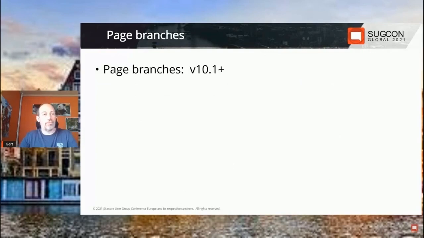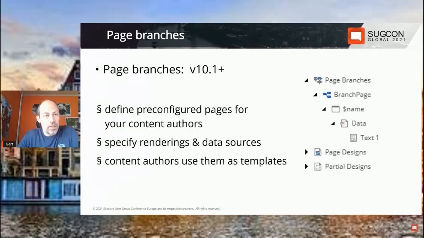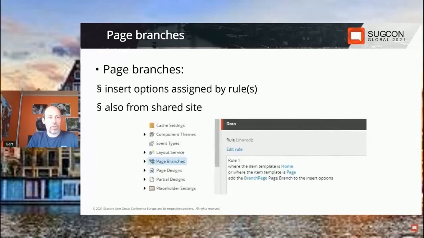In version 10.1, the latest one so far, they added page branches. A page branch will define pre-configured pages for your content authors, so they specify renderings and data sources. A lot like page designs, but the page branch will be used as a template, so they can be changed. We can set insert options by rules, and they can also be used from our shared site. So in some cases, this could be a solution to some problems that we might have. But we're not on version 10.1. We've built this solution on 9.2.